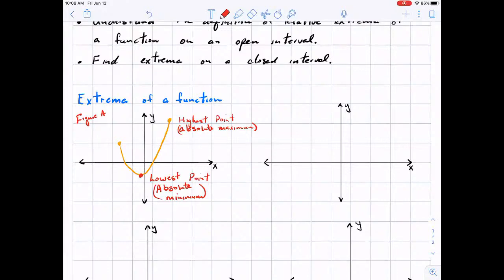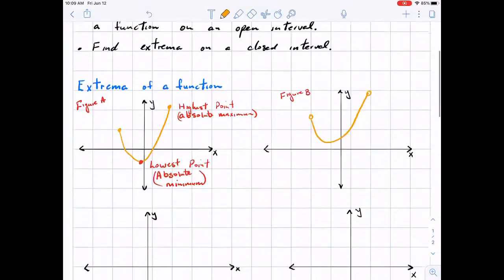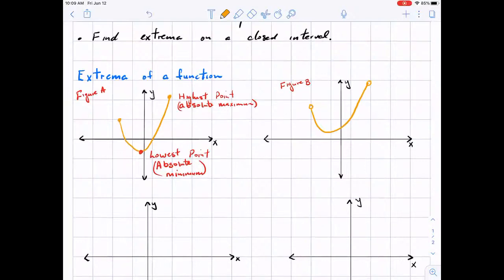On the other hand, if we look at this, we call it figure B. Notice that the endpoints are open. So there is no maximum here, but we do have a minimum. This here will be some minimum point. There is no max because this is open. Open, no max. So the point has to be defined, and we'll get into the definition in a few minutes.